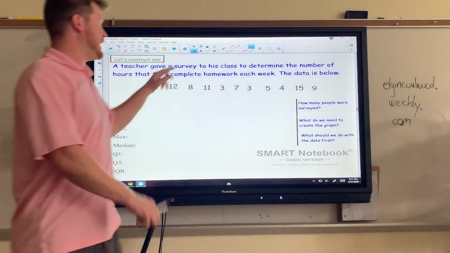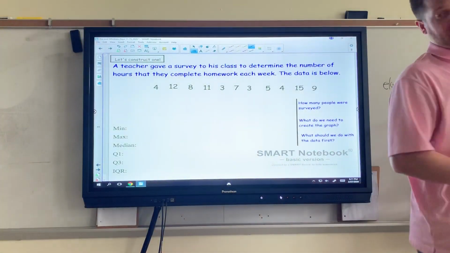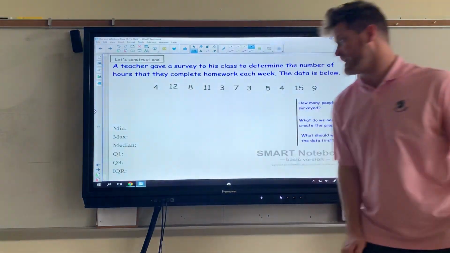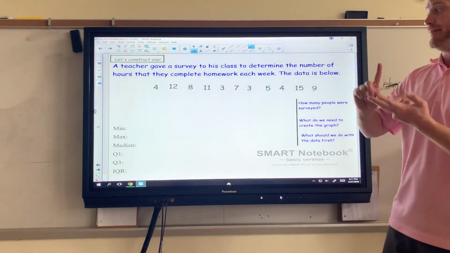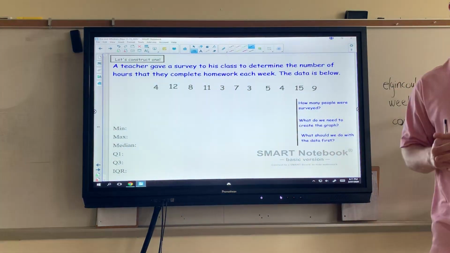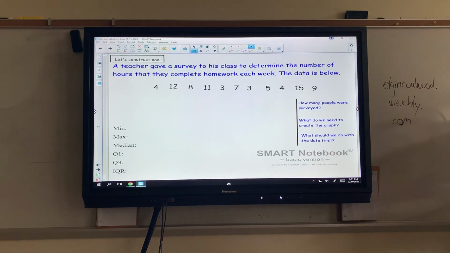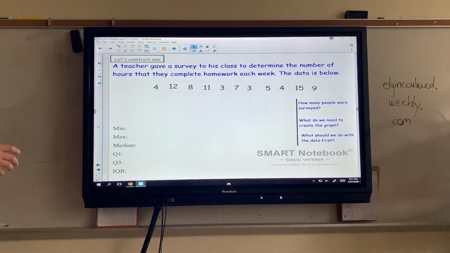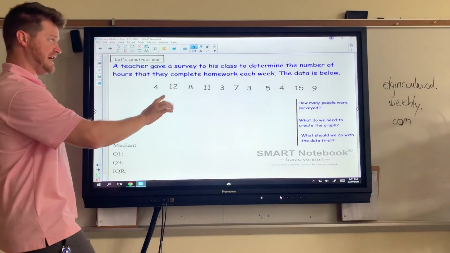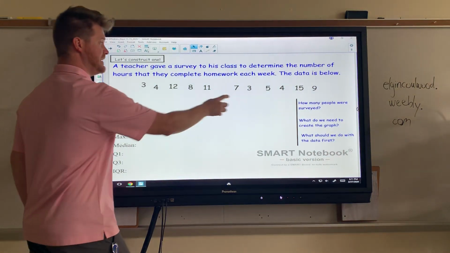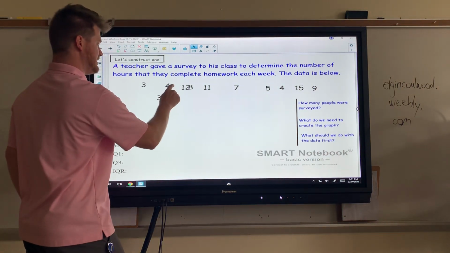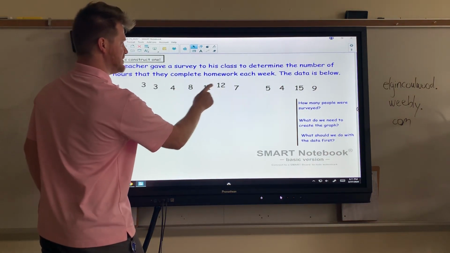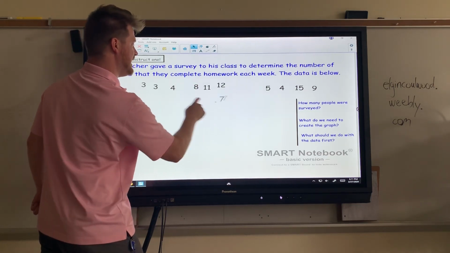All right, on your own, try and do this one. Now we'll talk about IQR here in a second, but you should be able to identify the minimum, maximum, median, Q1 and Q3 before we go over this. All right, again, first step, order from least to greatest. This is definitely not in order from least to greatest. So I have 3, there's another 3, 12 is probably going to be over here. We got 7 and 8.